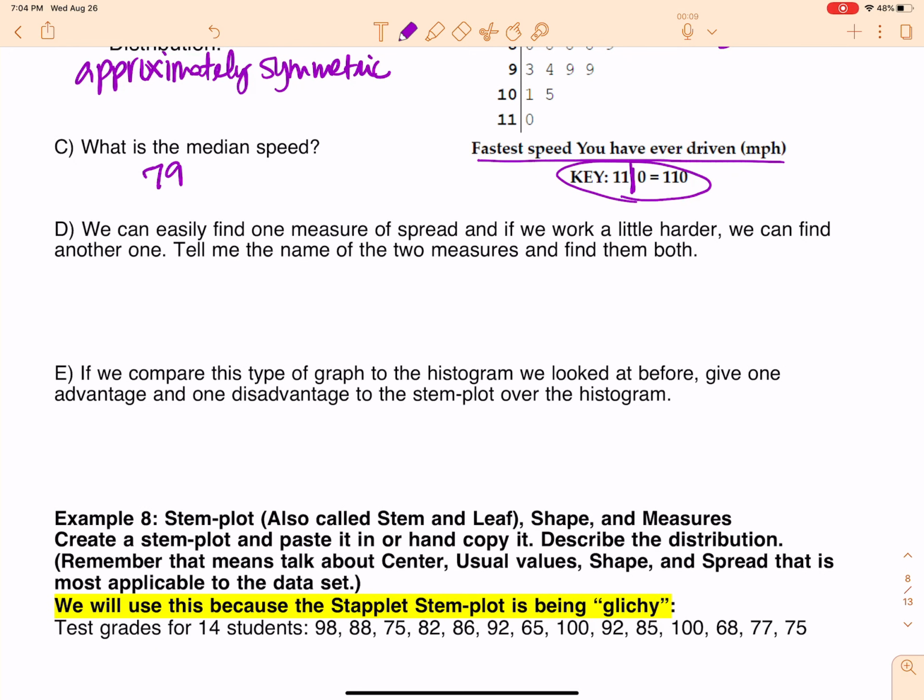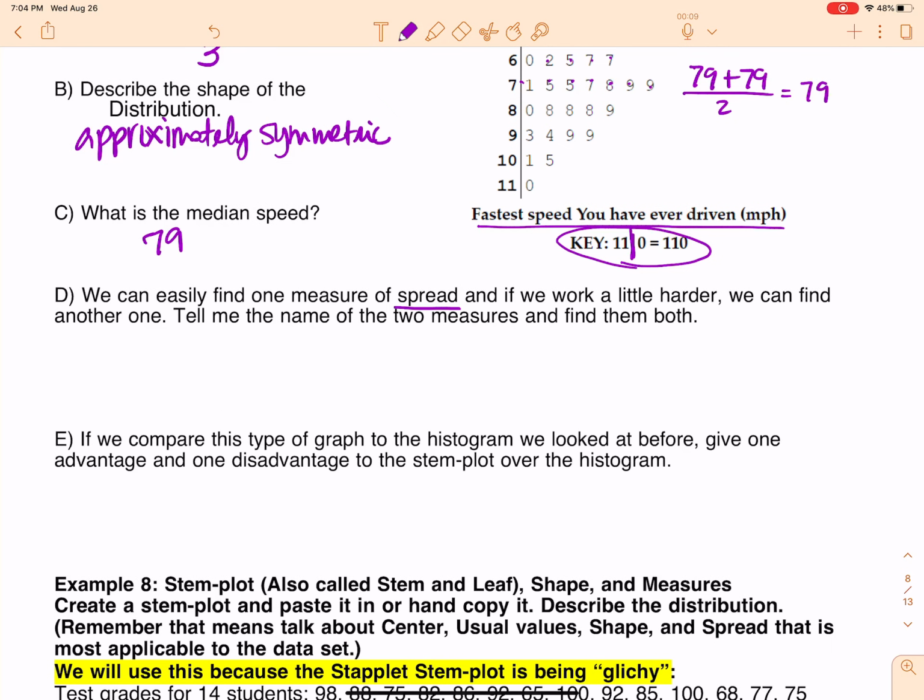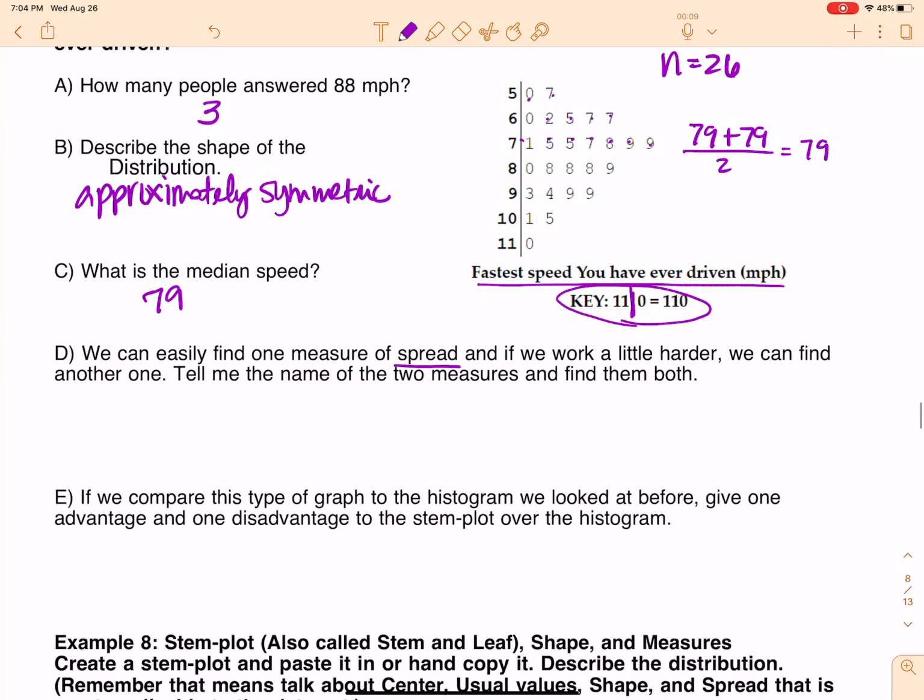Okay, so part D, we can easily find one measure of spread, and if we work a little harder, we can find another one. So tell me the name of the 2 measures and find them both. Well, it says which ones we can easily find. That means without doing calculations. So we're going to leave standard deviation out of this one. So the ones I'm going to use would be the range, and the range is really easy. I'm just going to take my largest data piece and subtract my smallest data piece from it, and so the range is 60. That's how my speeds range by 60.